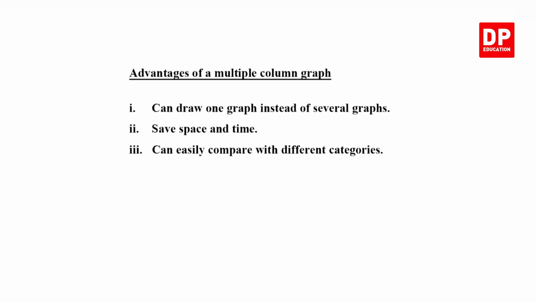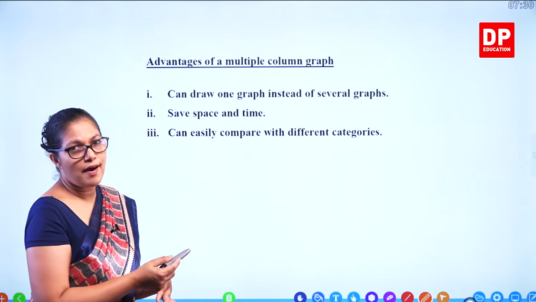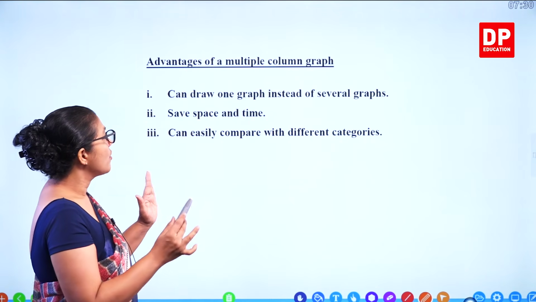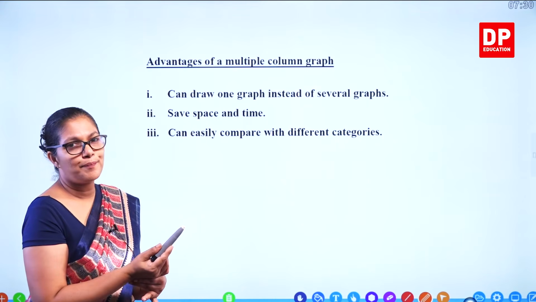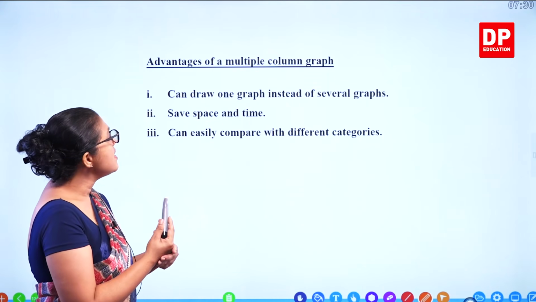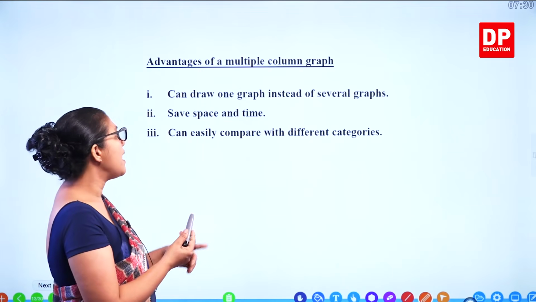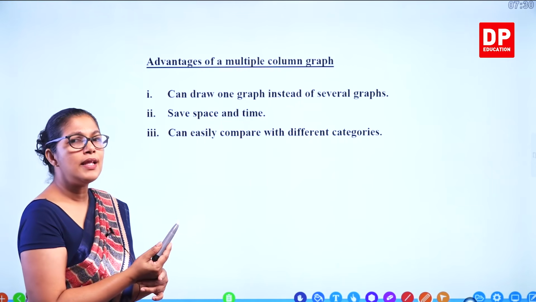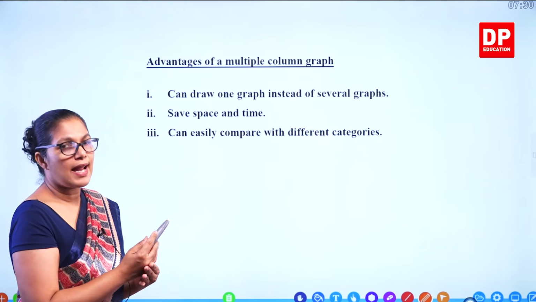So what are the advantages of a multiple column graph? You can draw one graph instead of several graphs, so you can draw everything in one. Save space and time, and you can easily compare different categories. So that's the main advantage of a multiple column graph. You can compare different categories.